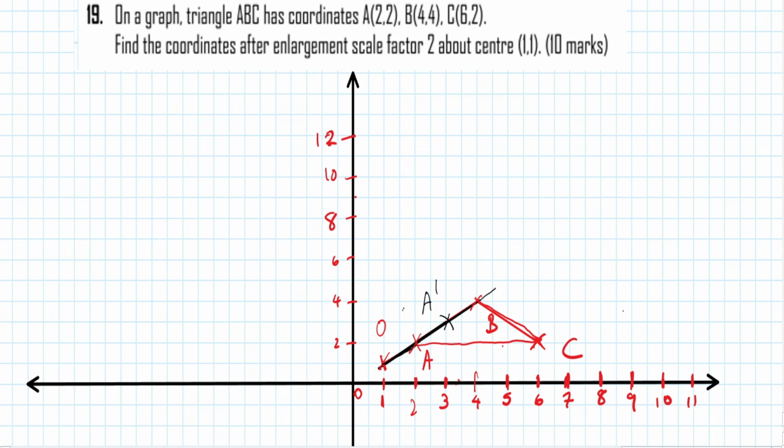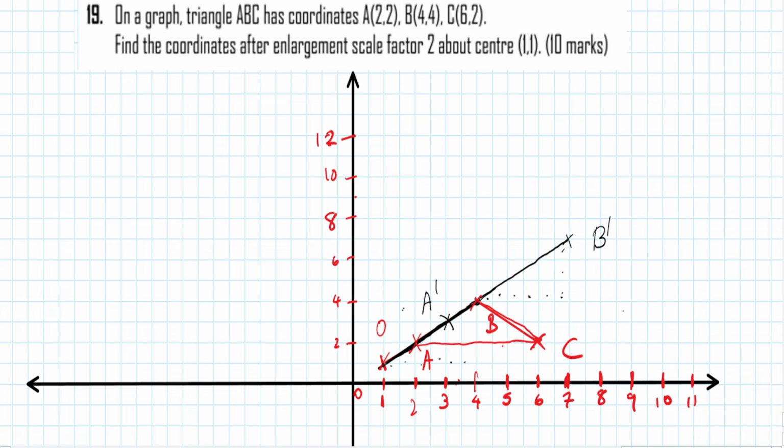Let me extend this to 2 lines. So this is 1, 2, 3, 4, 5. So 1, 2, 3, 4. So 1, 2, 3, 4, 5, 6. And then going up 3 times: 1, 2, 3. So the scale factor of 2 should be till there. Now this is B prime. Then how about this one?